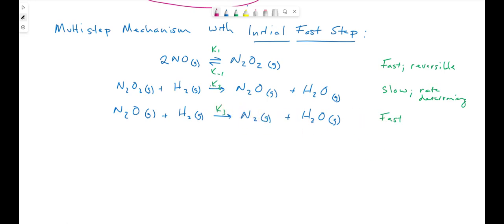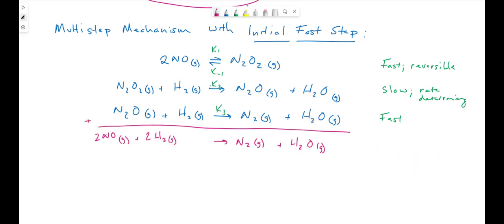K3. So pause the video here, write this out, and see if you can come up with what the balanced net reaction is based on the individual elementary steps that we have here. So I get something that looks like this. That's our net overall reaction that is comprised of these 3 individual steps, the first of which is bimolecular, second is bimolecular, and third is bimolecular.